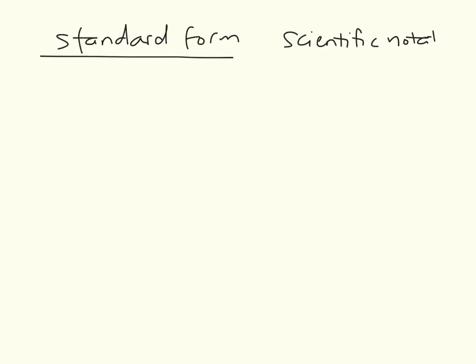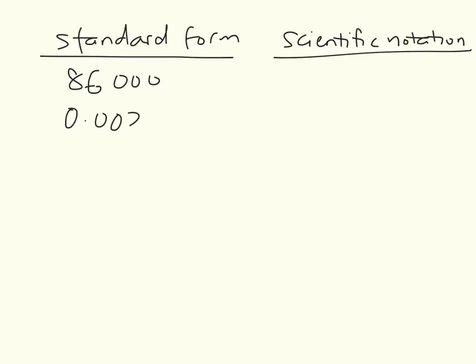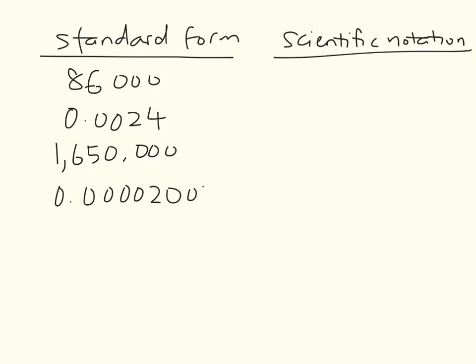So if we have some numbers in standard form, I'm going to write here 86,000. And second example, we have 0.0024, and we have another number here, 1,650,000, and another number here, 0.00002005. So take a moment to pause the video and think about how you can write these numbers in scientific notation.